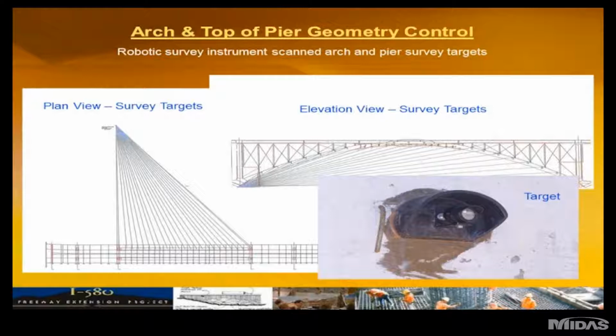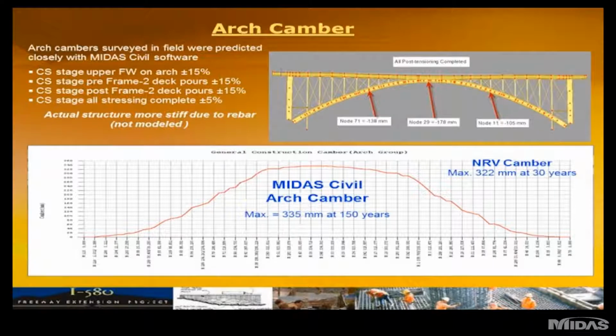Arch camber. What we found in the field versus using the Midas Civil models, and again with such a long span and varying temperatures and survey times, the contractor tried to survey this before sunrise, but sometimes it just wasn't possible. So what we found with the Midas Civil model is that at various critical construction stages, the actual survey compared reasonably well to the Midas Civil, within 5 to 15%.